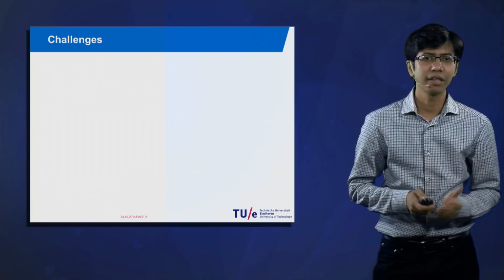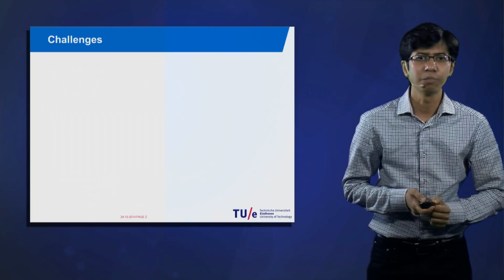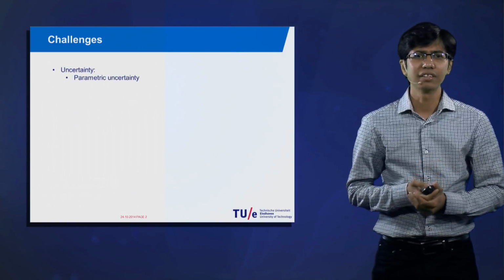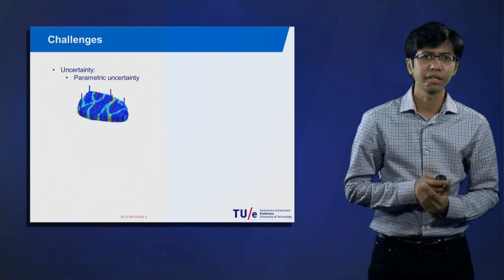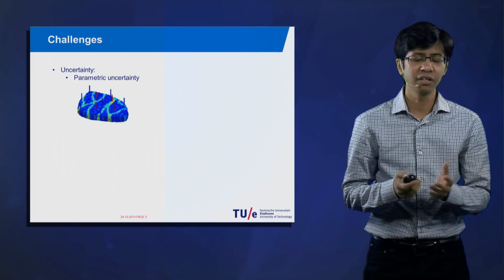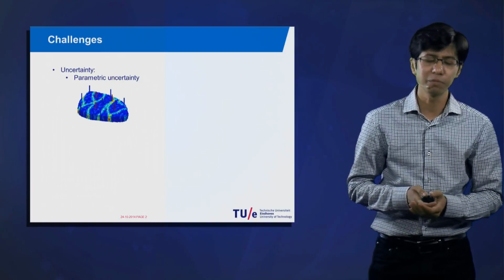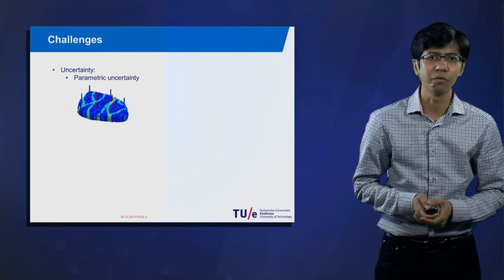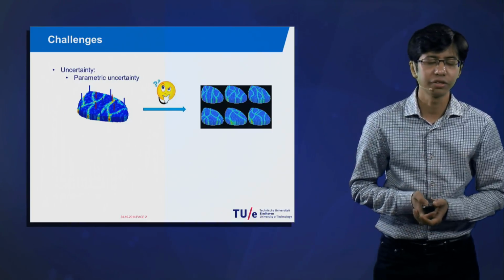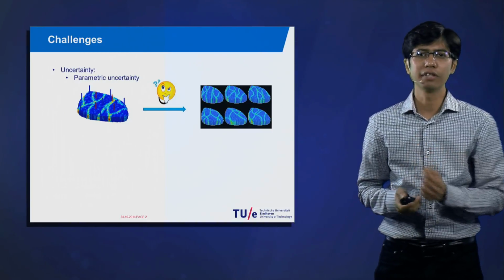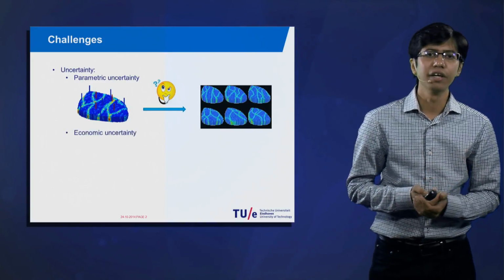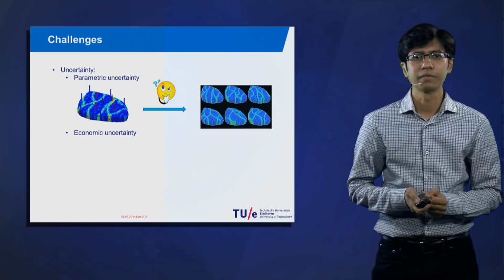Let's see what the challenges are in this model-based optimization. One of the major challenges is uncertainty. Consider this reservoir model. You have a permeability field, but the true knowledge of this permeability field is highly unknown. So you can come up with different realizations, and you're still not sure which realization is the true one. Another source of uncertainty is the economic uncertainty.